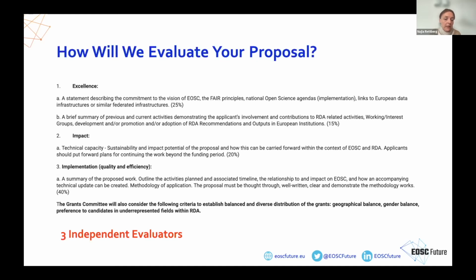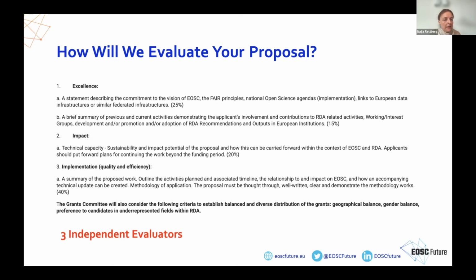Three evaluators evaluate each proposal. We have a large pool of evaluators that we call on with different expertise, and so we reach consensus that way. So it's not us that evaluate them. It's a very transparent, independent process. The criteria is divided into three areas: excellence, impact, and implementation. The excellence is split into two. That's the statement and vision about EOSC, knowledge there, but also RDA, that's important, it's 15% there. The impact also comes into the technical capacity and how the work may carry on beyond the proposal. That's also important to put into the proposal.